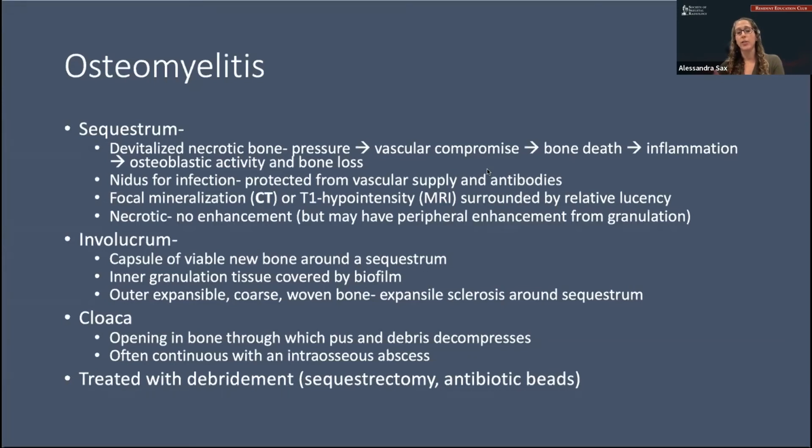That's what we saw in that distal fibula case, this opening in the bone through which the pus and debris can decompress. It can either communicate with the involucrum or sequestrum or be continuous with an intraosseous abscess, draining that pus out through the bone into the soft tissues. And as I mentioned before, because it's protected from the vascular supply and thus antibiotics, it has to be treated with debridement. So sequestrectomy, with or without the addition of antibiotic beads.